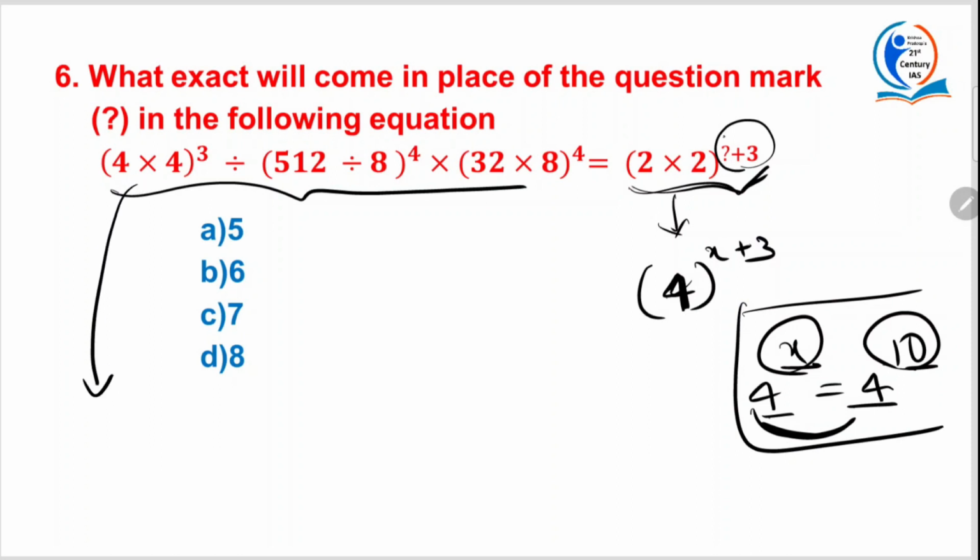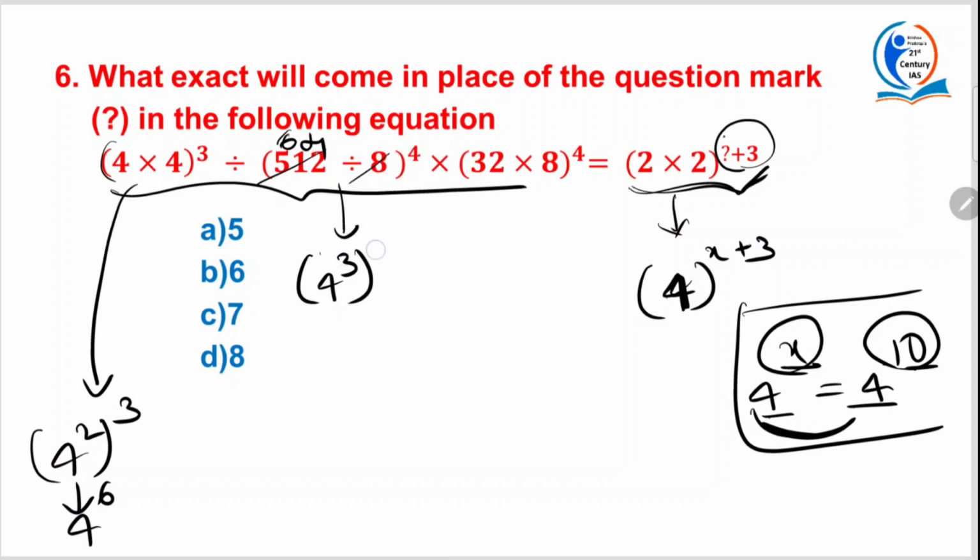Now here, see, brackets are given. So we'll solve bracket wise. Alright. So it is 4 square whole cube, which means 4 power 6. The value of this one is 4 power 6. Now 512 divided by 8. What is 512 divided by 8? 8 ones are 8, 8 6s are 48, and then you will get 64. Now 64 is what? 4 cube whole power 4, which translates to 4 power 12.